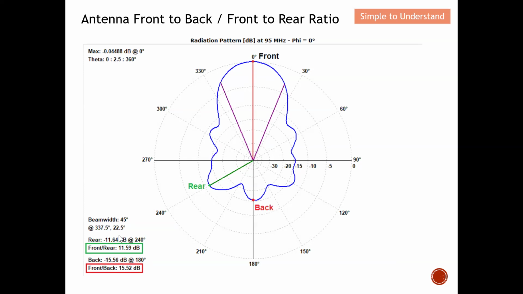Next, how can we compute the front to rear? Again, the forward power is still the same, minus 0.04488. Over here, you can see that this point here is the largest rear power. The rear power is minus 11.64. Again, I take the forward power minus the rear power. Therefore, I am able to obtain the front to rear ratio in terms of dB. Now I guess it's much clearer how I can compute the front to back ratio and also the front to rear ratio.